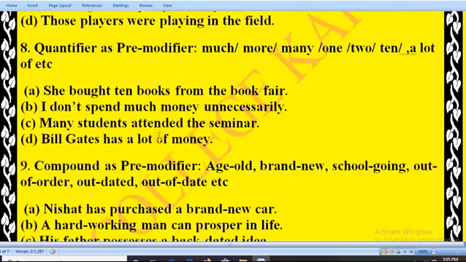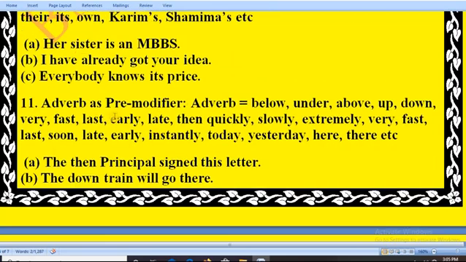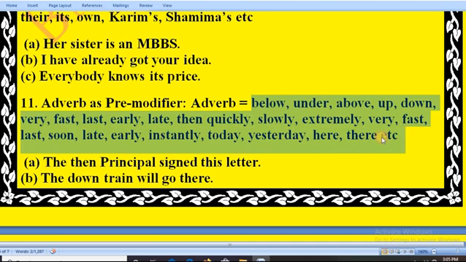Okay. Now, adverb as pre-modifier. So adverb can be used as a pre-modifier also. Sometimes an adverb may be used after the verb. Sometimes it can be used before the verb. Okay. Suppose always he comes to school. Here always is in the first place of the sentence. Here always is also an adverb, right?